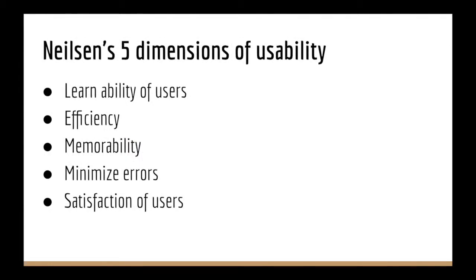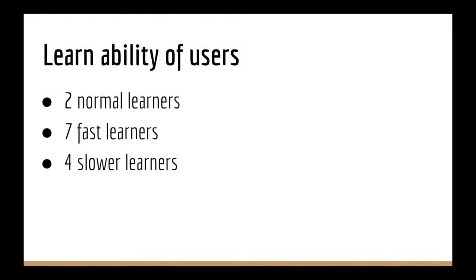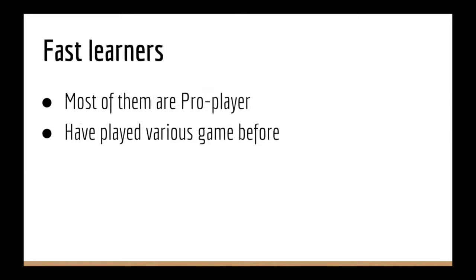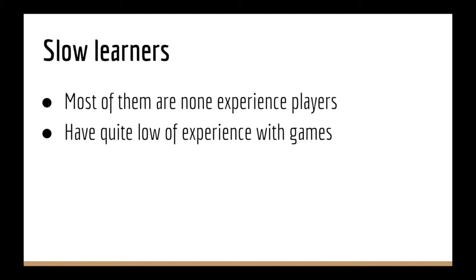According to Nielsen's 5 dimensions of usability, the first thing is the learnability of users. By comparing the average time each player spent to complete the mission, we have 2 normal learners, 7 fast learners, and 4 slower learners. If we focus on fast learners and slow learners, we will see that most of the fast learners are pro players and have played various games before the test. On the other hand, most of the slower learners are non-experienced players, so they have quite low experience with games.